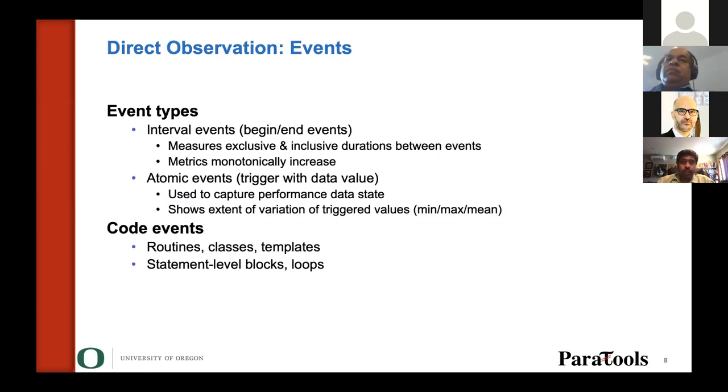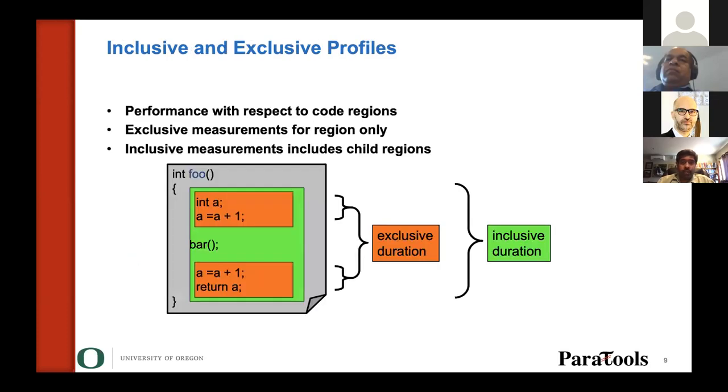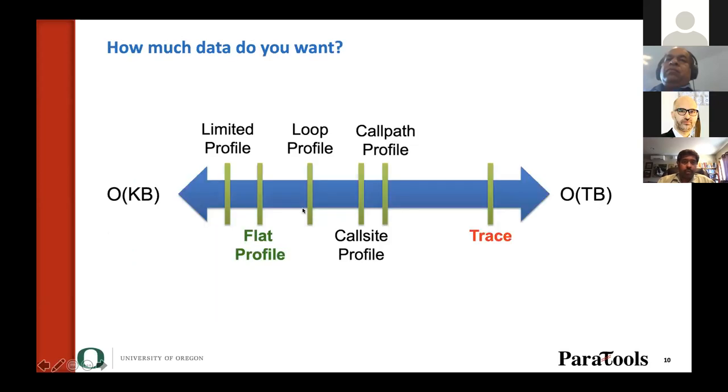So they are interval events which have the begin and end semantics, as well as atomic events that are triggered with a data value, and they can be inserted at many different levels. Here, with entry and exit based interval events, you can accurately measure the exclusive as well as inclusive duration of your code regions. So if there's a function foo that calls bar, you can measure the green inclusive time as well as the orange exclusive time or other calls.